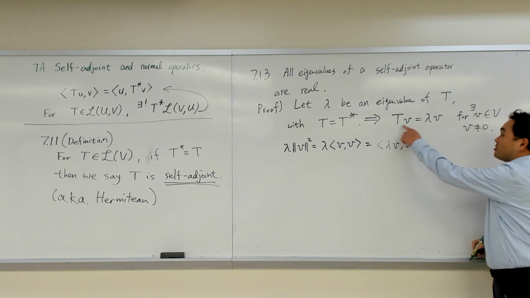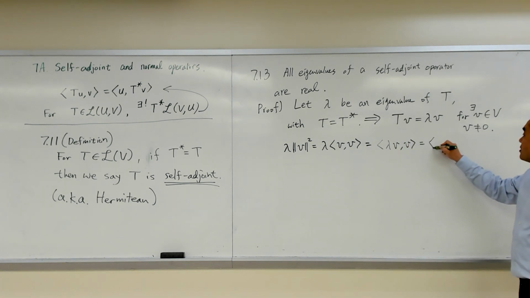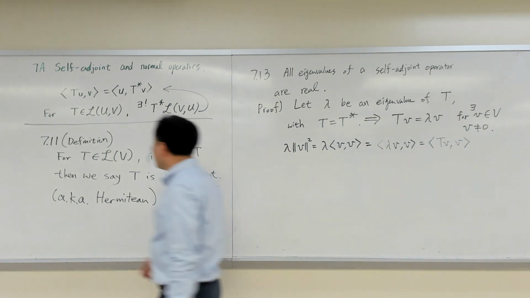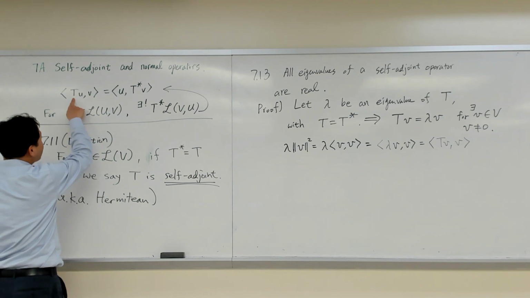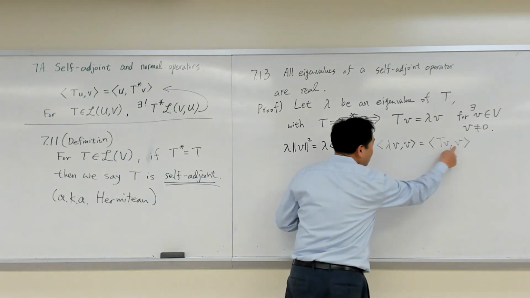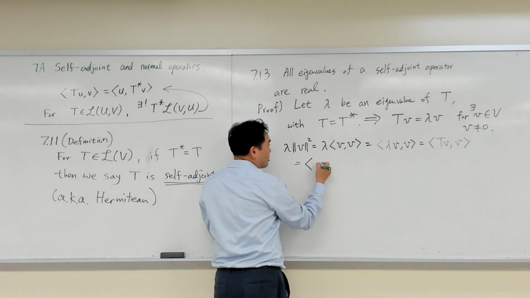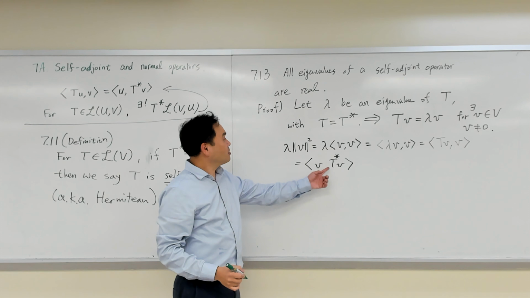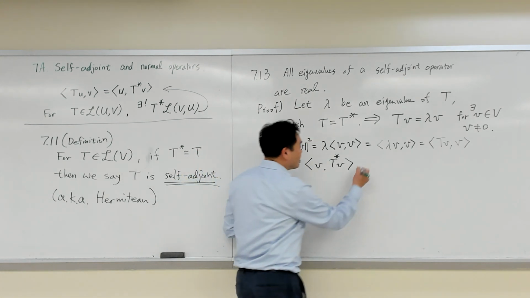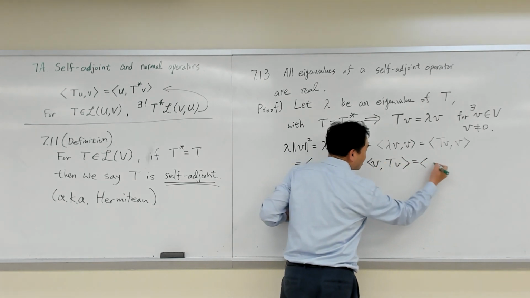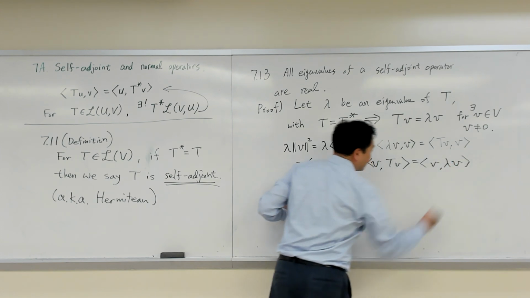where because lambda v is Tv, you can rewrite this as <Tv, v>. And the whole purpose of adjoint is to move the operator to the other side, right? So the other argument of the inner product. So we're going to move this T to the other side with the star. But T star is T, so I can rewrite this as <v, Tv>, which now becomes <v, lambda v>, right?